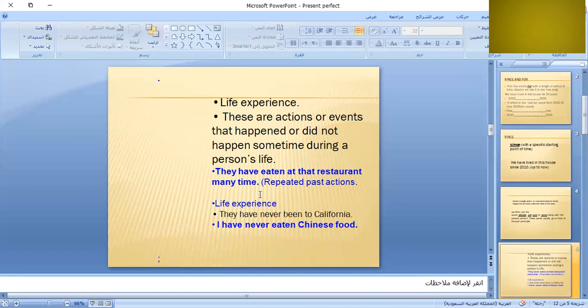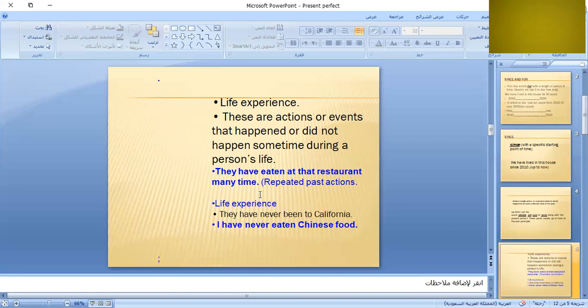We have visited it many times. Okay, it is in the past, but maybe last month and today and last year and so many times in the past, but we don't want to tell about the time. You see the difference? No fixed point of time.